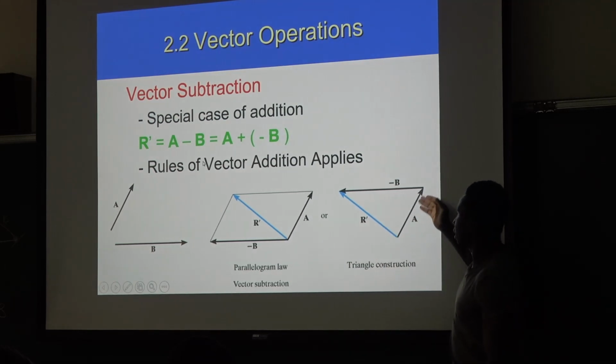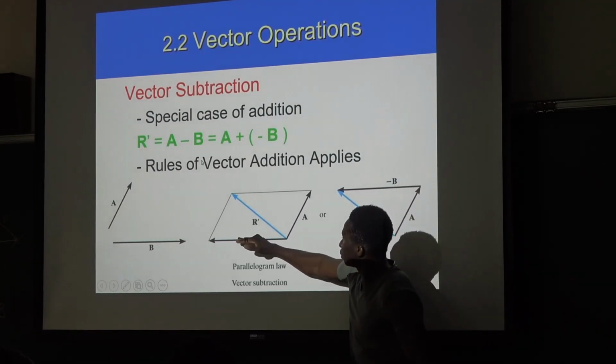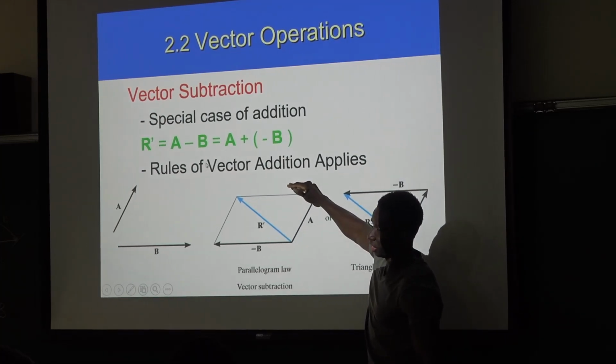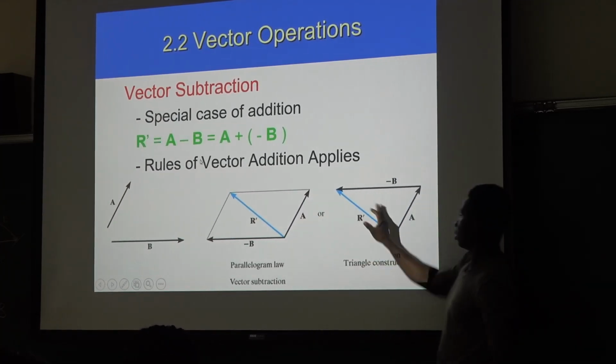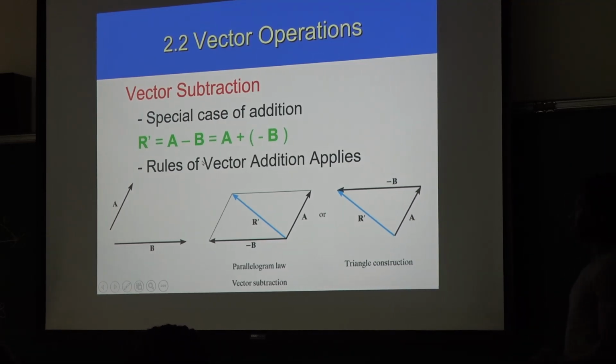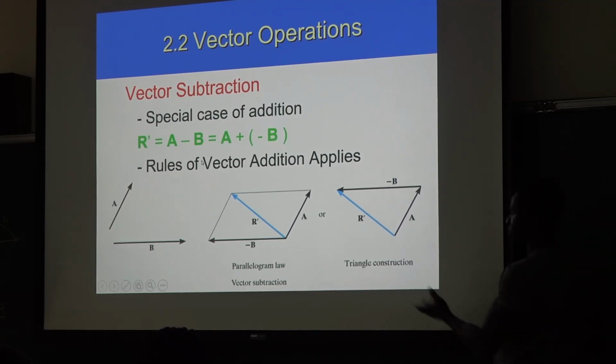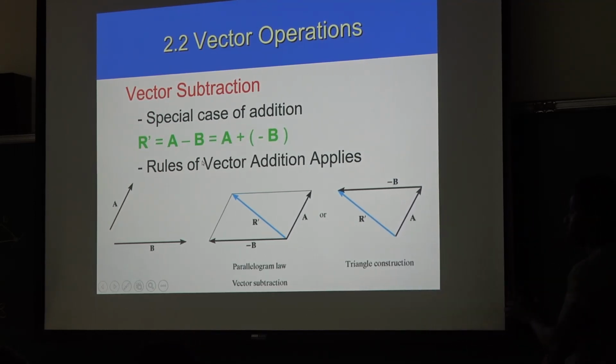And then if you want to make it a triangle, then this one will become this. And then the minus B, we just bring it here. And then we still have this in place, okay? So you can play around with the vectors, you can move them in different positions, and then you can apply the triangle construction law or the parallelogram law to solve the problems.